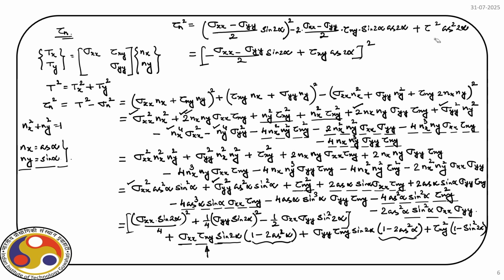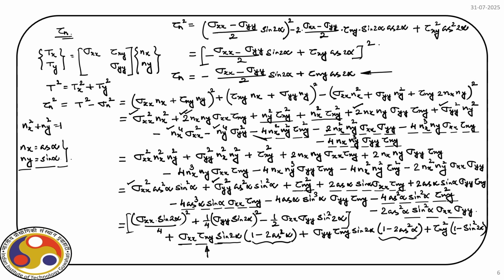Now, you can see what we have here is the expression for tau n. So, for tau n, we have minus (sigma xx minus sigma yy)/2 sine of 2 alpha plus tau xy cos of 2 alpha. So, now the derivation is complete.